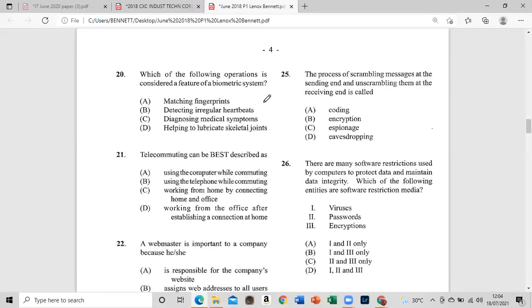All right. Which of the following operations is considered to be a biometric system? Matching fingerprints, detecting irregular heartbeats, diagnosing medical symptoms, helping to lubricate skeletal joints. And we discussed this earlier. It's matching fingerprints. We did this on the 2020 paper.